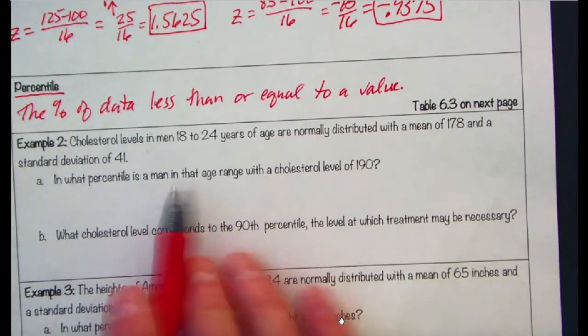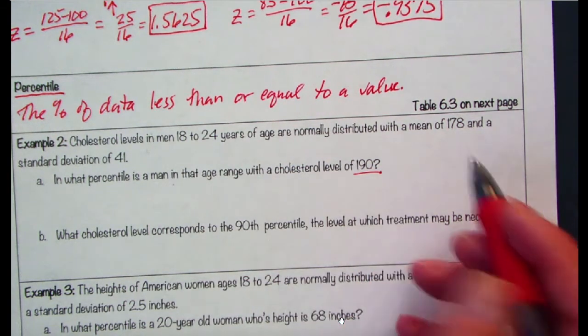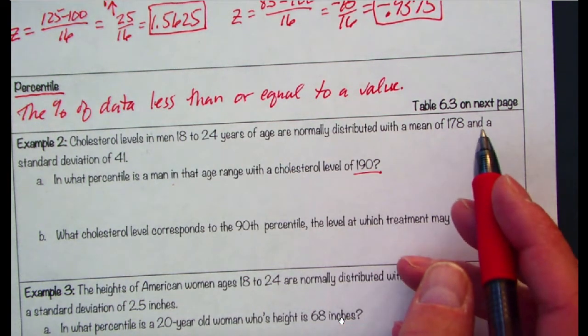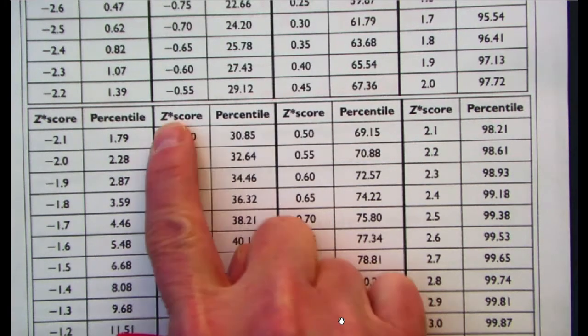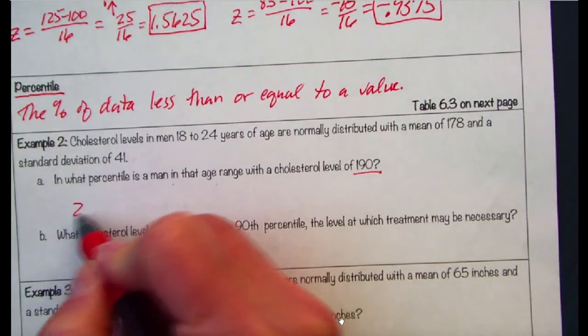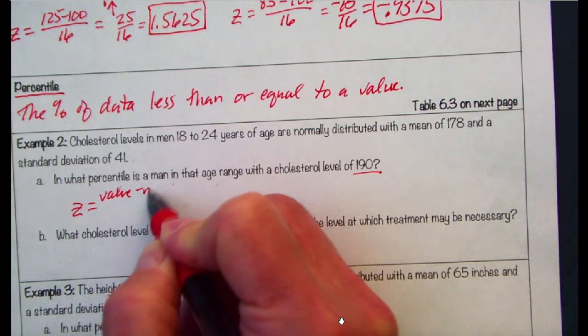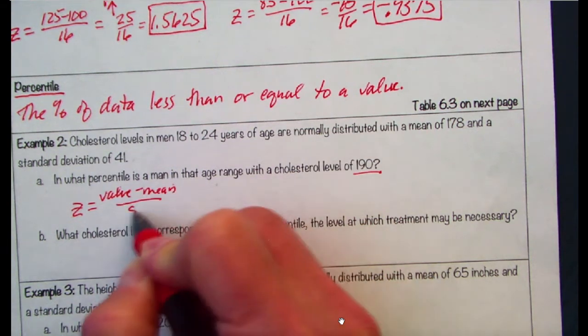What percentile is a man who has a cholesterol of 190? Well, the first thing we've got to figure out is the z-score, because with this table, to find the percentile, you have to find the z-score first. So we've got to calculate the z-score, which we just learned a formula for. The formula is the value minus the mean over the standard deviation.